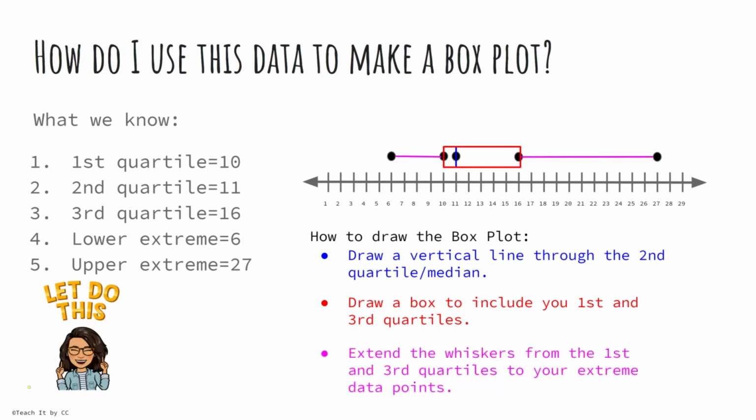Your final step is going to be to extend the whiskers from the first and third quartiles to your extreme data points. So for example, the pink lines in this one, our lower extreme, which is 6, is connected to our first quartile, and our upper extreme, 27, is connected to the third quartile.